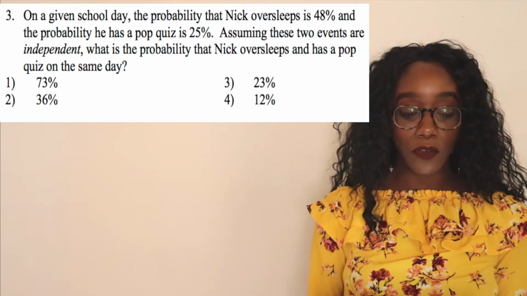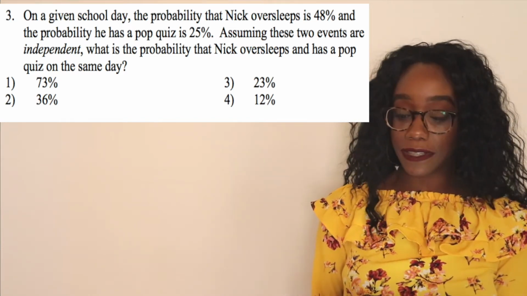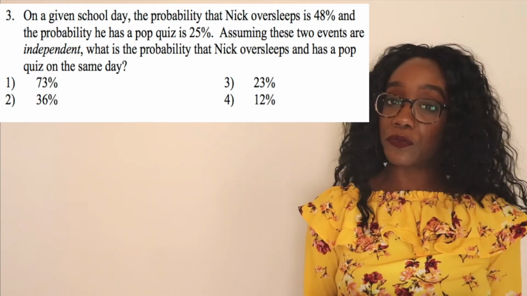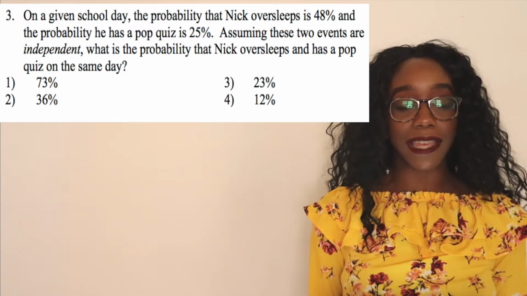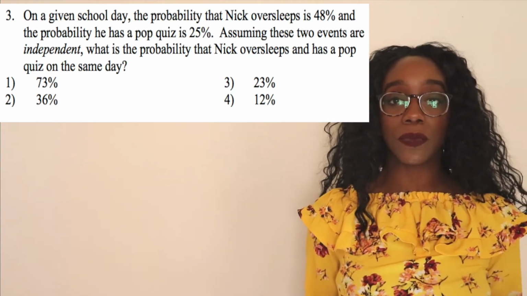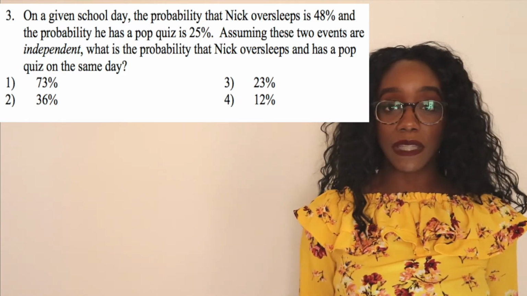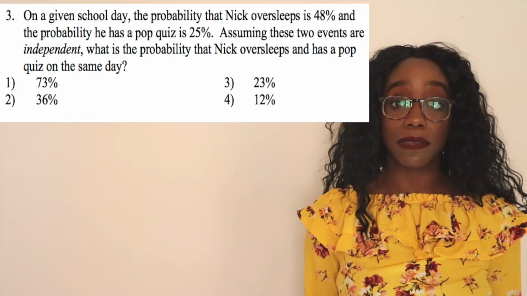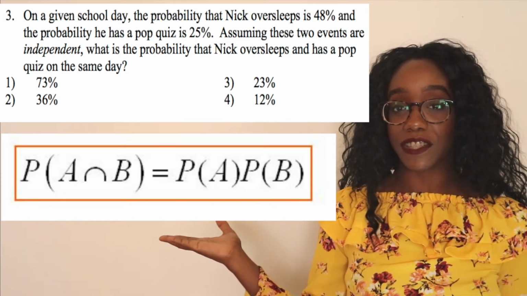Alright, so we're going to move on to number 3. Number 3. So on a given school day, the probability that Nick oversleeps is 48%, and the probability that he has a pop quiz is 25%. Assuming these two events are independent, what is the probability that Nick oversleeps and has a pop quiz on the exact same day? So because these events are independent, you want to make sure you're using that formula, where essentially you're multiplying each of the probabilities together to see what are the probabilities that they will both happen on the same day. The formula for that, I'll just flash it here.